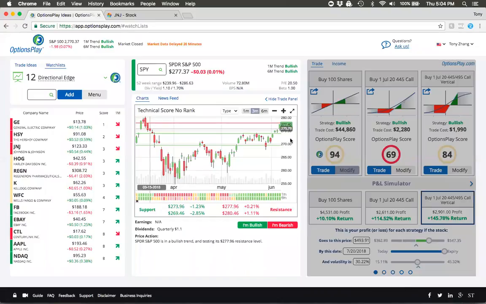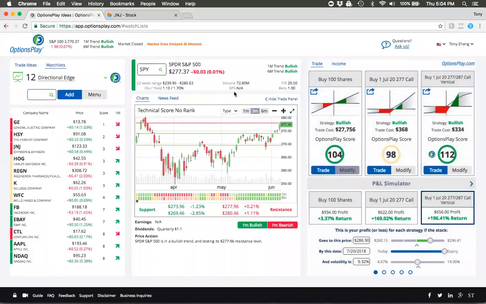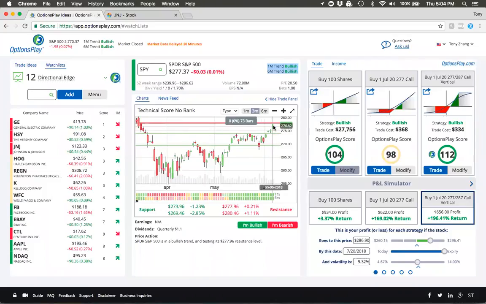SPY recently broke to new highs. We don't have a relative strength ranking on SPY because it is the market, so we can't compare the market to itself. But the 1 month and 6 month trends are bullish. So this is really where you have to look at it in the context of the fact that it's bullish, broke to an all-time high, and the question is to see, is there any follow-through? That helps us determine what our views are on the underlying stock.